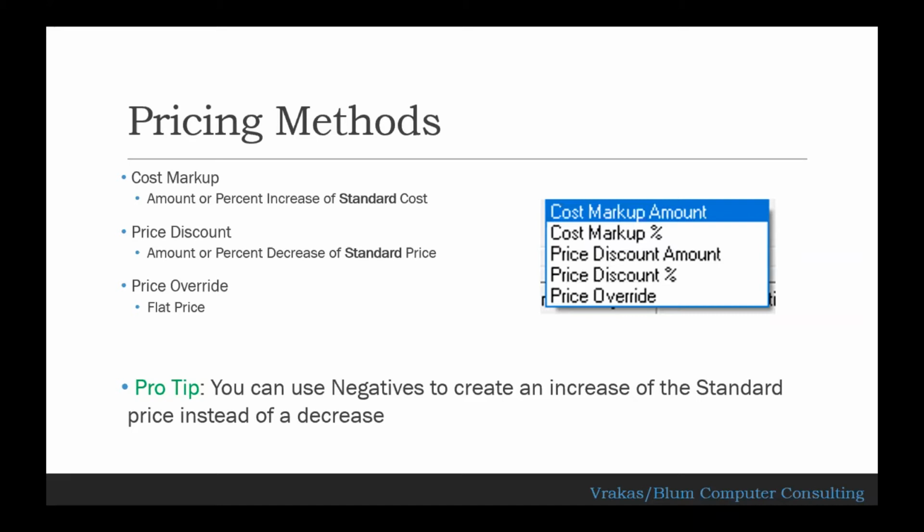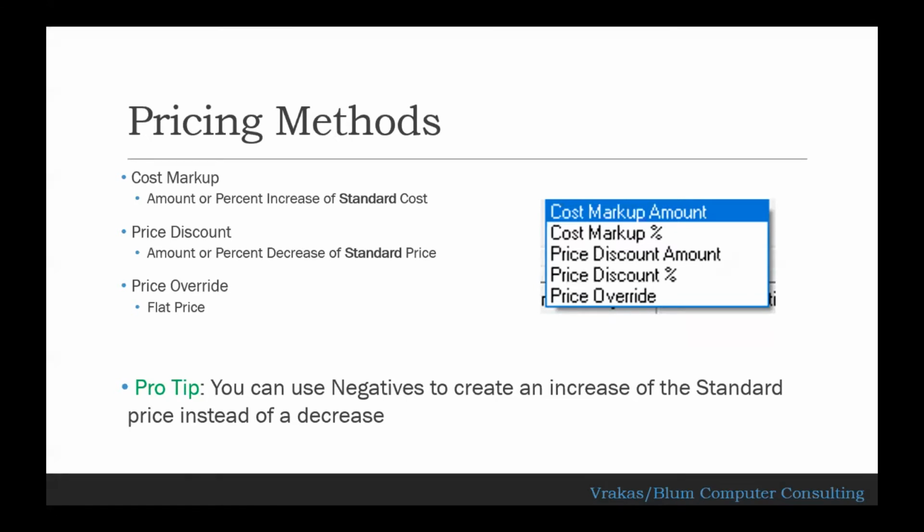A second method that we can use is our price discount. We can have an amount or a percent decrease off of our standard price based on this discount. And then our final option is just a straight price override. We're saying this item at this level is this price. It's a flat price.